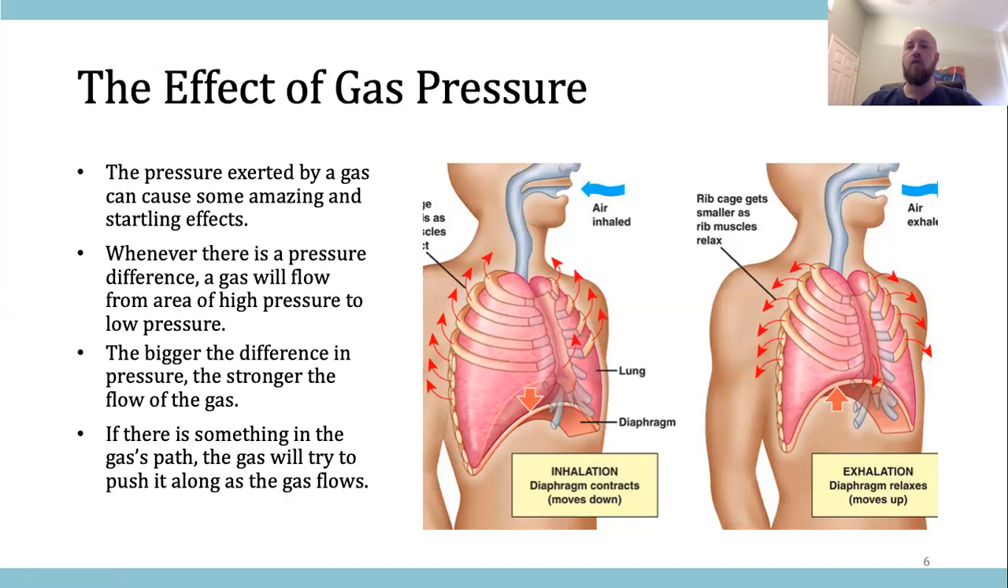And so changing the volume causes pressure changes within the lungs, which allow for extraction of gas into the blood vessels, and also pushing gas out of the blood vessels back into the lungs. So it helps that gas diffusion by changing the pressure within the lungs as we inhale and exhale.